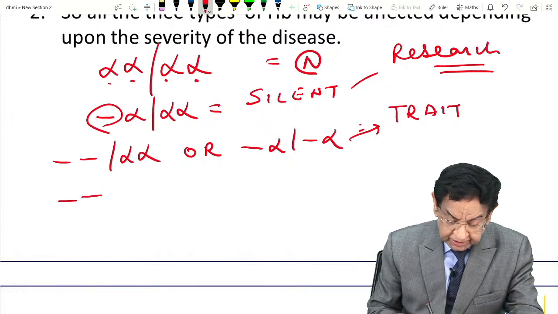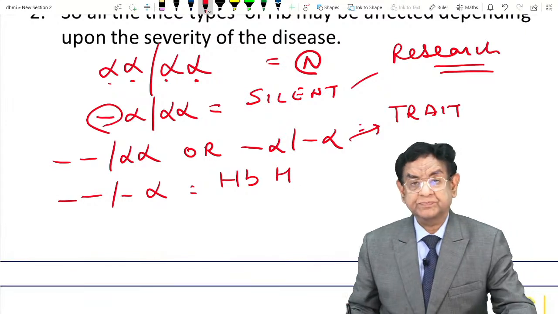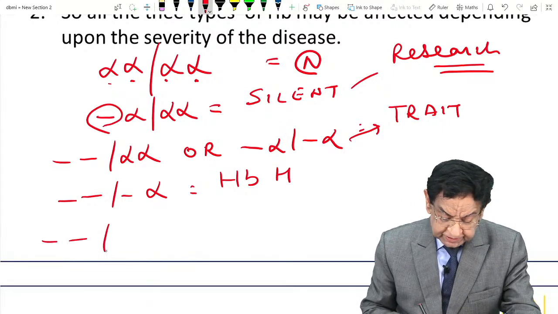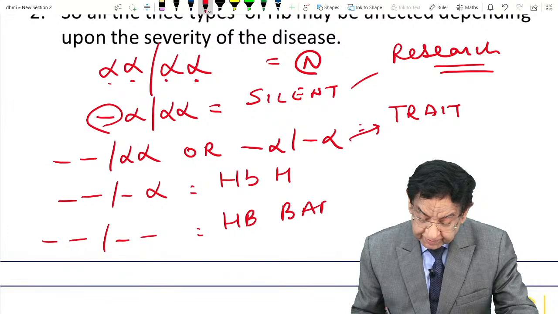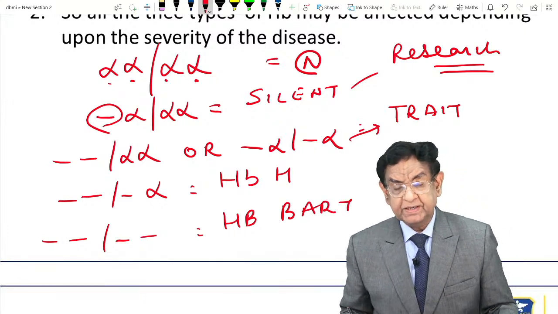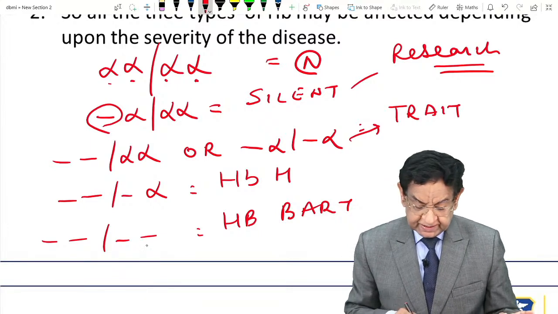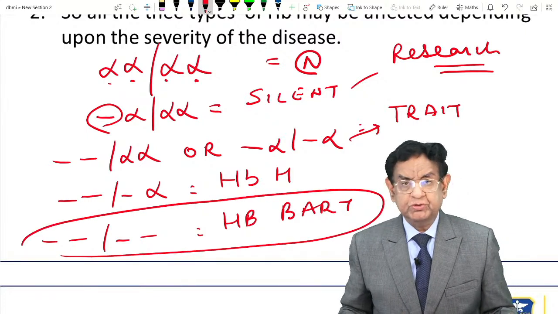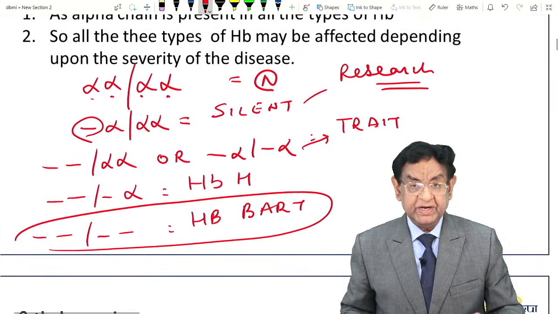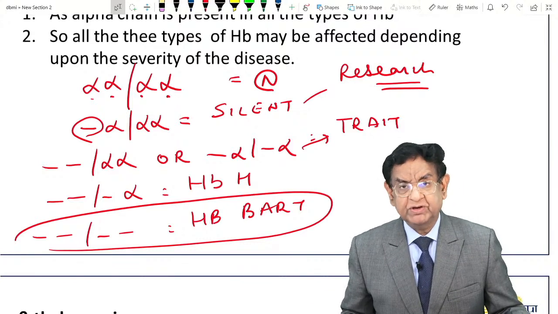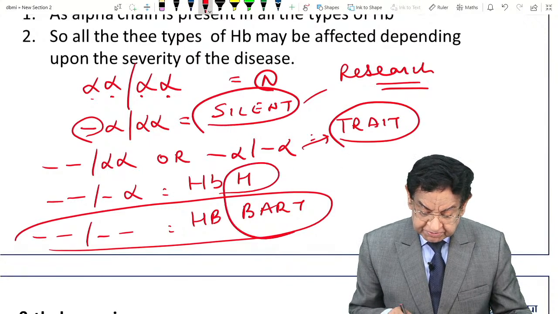If three genes are not there, it is hemoglobin H. And if all four genes are not there, it is Hb Bart. In Hb Bart, since all four genes are absent, the alpha chain will not be there at all. So these patients do not survive; they die in utero because there is no alpha gene, no hemoglobin. So friends, we learned about alpha thalassemia pathophysiology: silent, trait, HbH, Hb Bart.